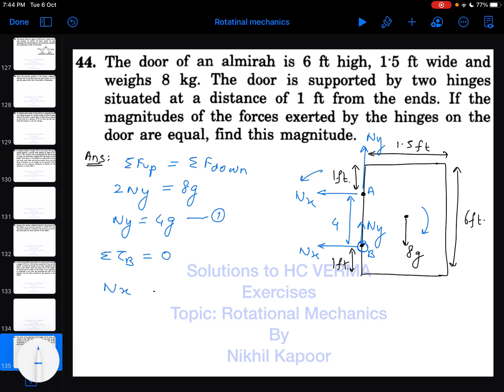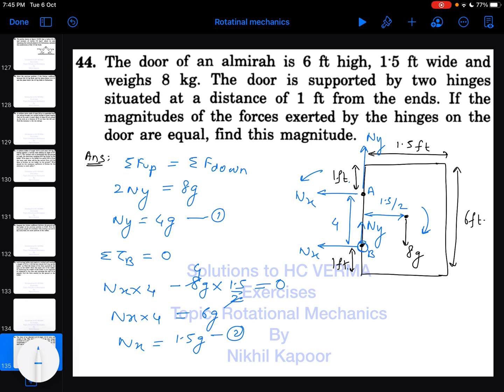So I can say the anti-clockwise torque due to Nx will be Nx into 4, the perpendicular distance, while the clockwise torque due to 8g will be in the negative direction. So I can say minus clockwise force into distance. So distance will be half of 1.5, 1.5 upon 2, must be equal to 0. So Nx into 4 is equal to, 2 fours are 8 and 1.5 fours are 6, so that would be 6g. So Nx will be equal to 1.5g, equation 2.